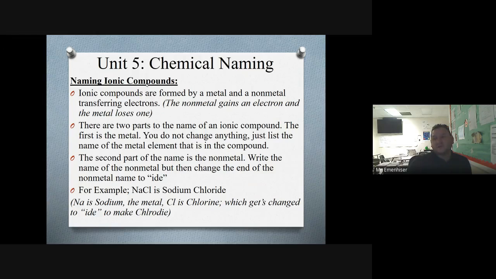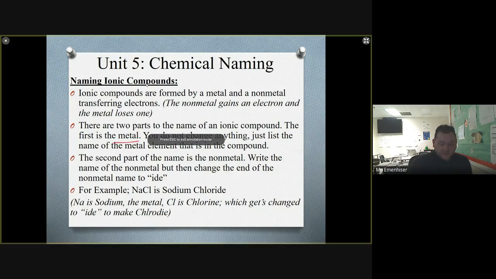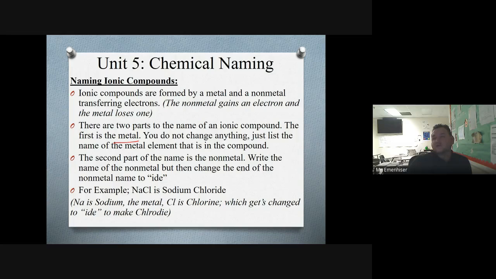There are 2 parts to the name. All right, the first is the metal, or the positive cation. So first we just name the metal. What is the name of the metal on the periodic table? The second part of the name is the non-metal, and we're going to name it. But for the last 3 letters of that non-metal, we're going to change the end of the name to IDE.